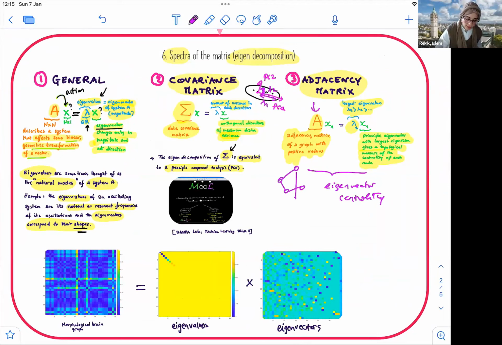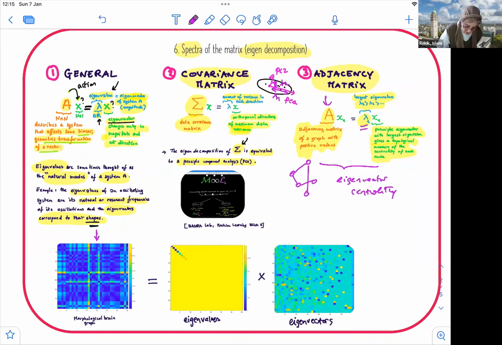Okay, so this is a graph. We do the eigen decomposition to get the eigenvalues, which will quantify the importance of nodes in the graph. So for example, this graph right here represents a brain connectivity graph. So here we have regions in the brain.